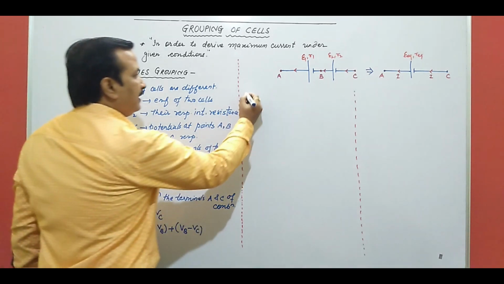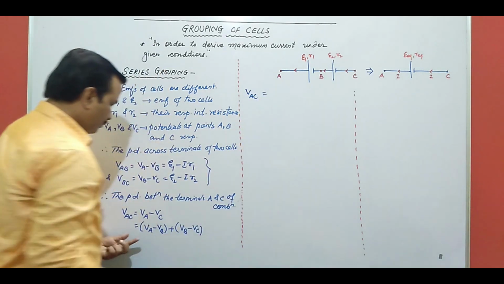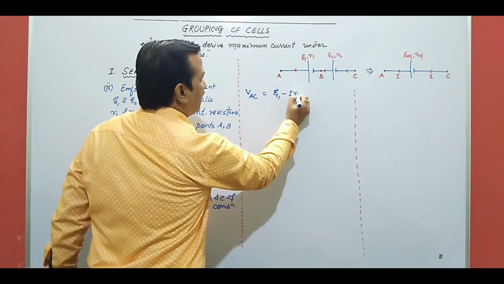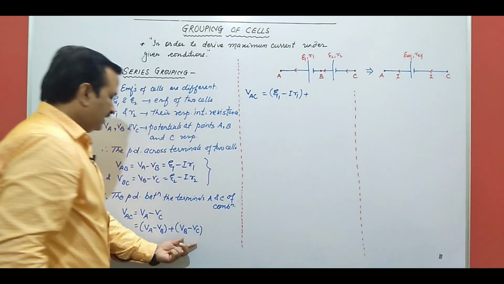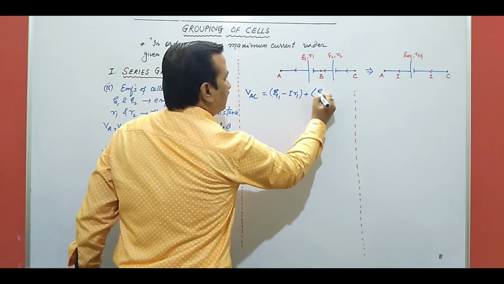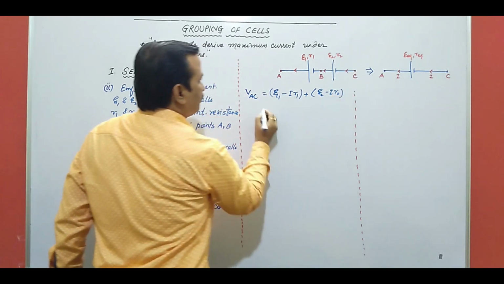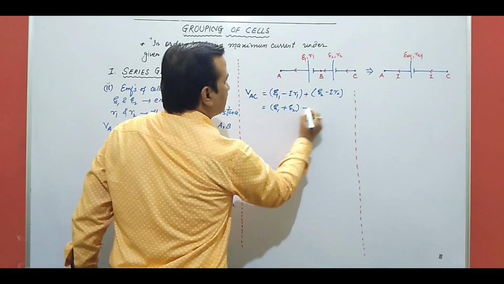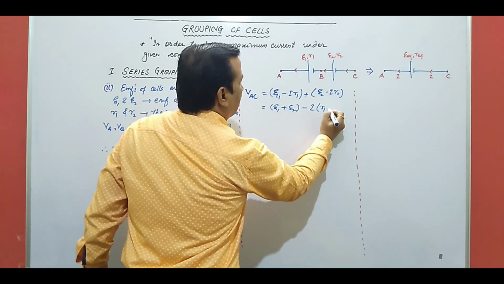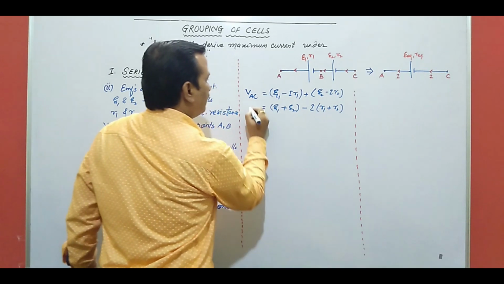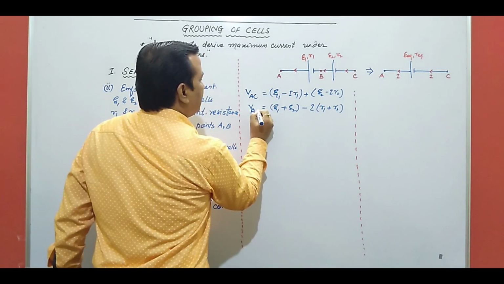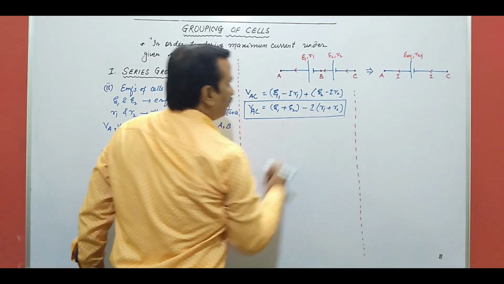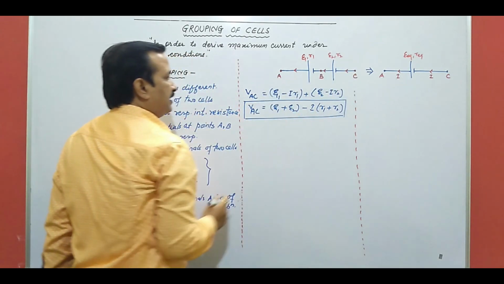Okay, so we will be getting VAC equal to VA minus VB, this one, E1 minus IR1 plus this one is E2 minus IR2. So this becomes, you take E1 and E2 in one bracket minus I common, R1 plus R2. This is VAC. Okay, the potential between these points.